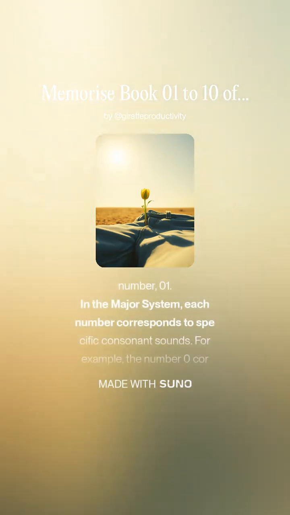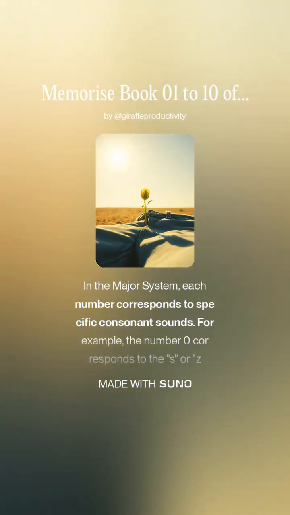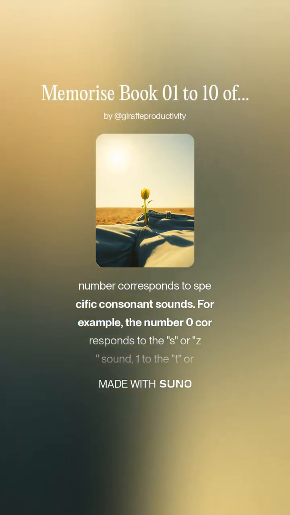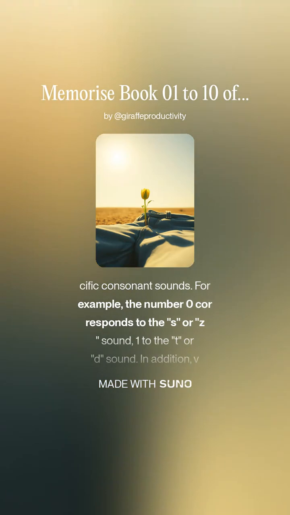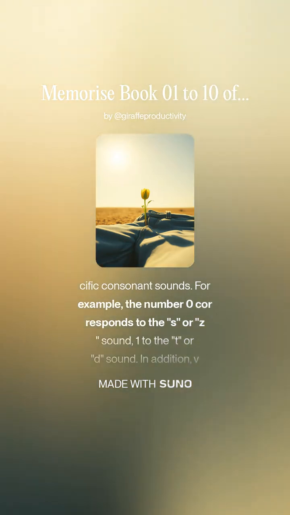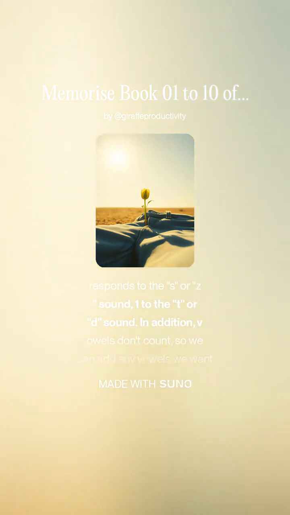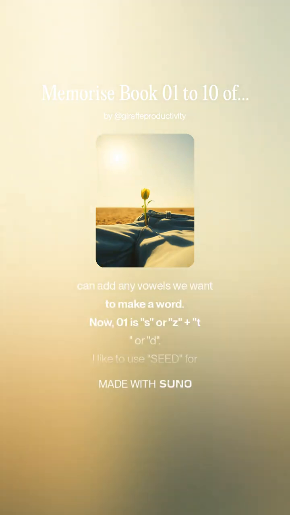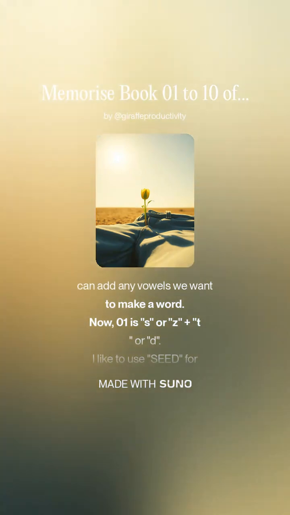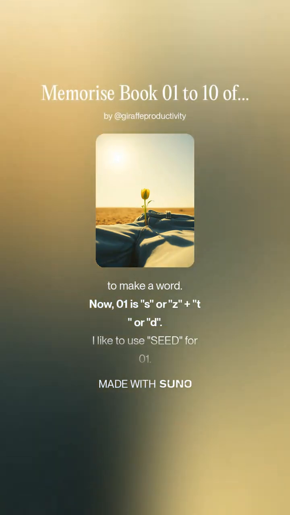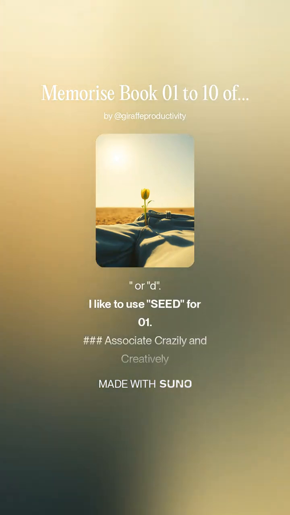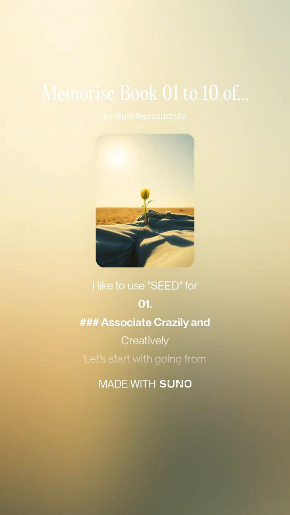In the major system, each number corresponds to specific consonant sounds. For example, the number 0 corresponds to the S or Z sound. 1 to the T or D sound. In addition, vowels don't count, so we can add any vowels we want to make a word. Now, 01 is S or Z plus T or D. I like to use CD for 01.